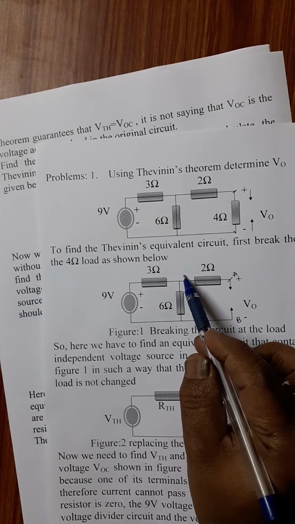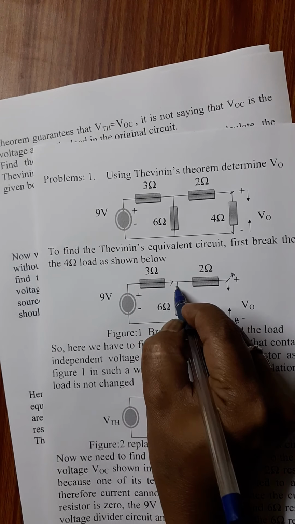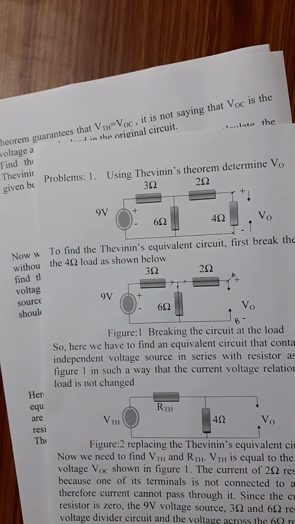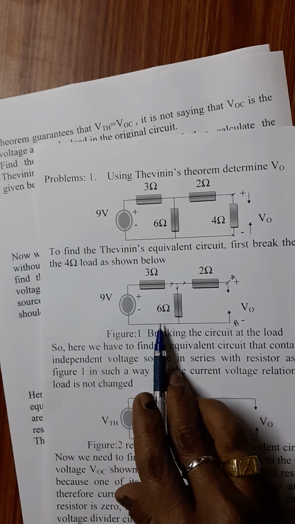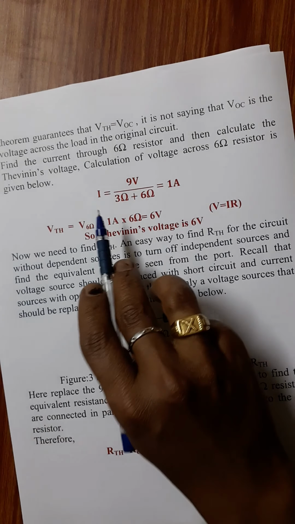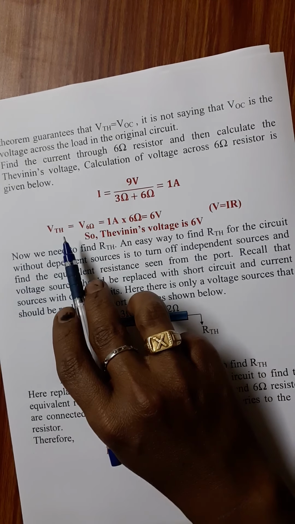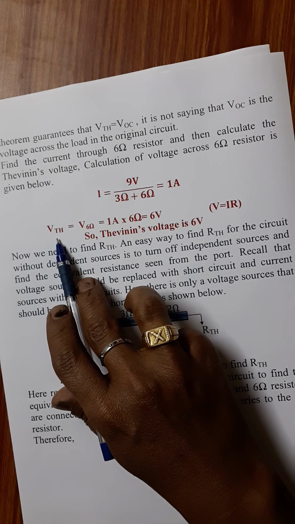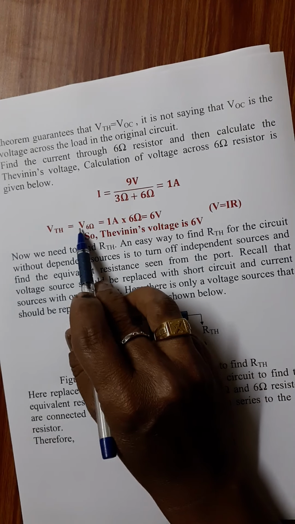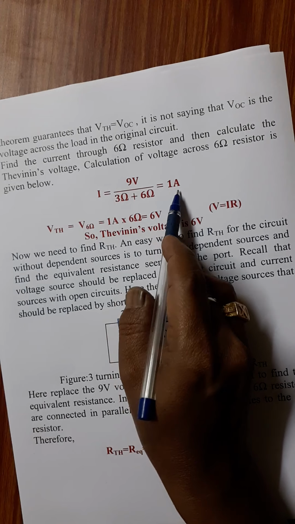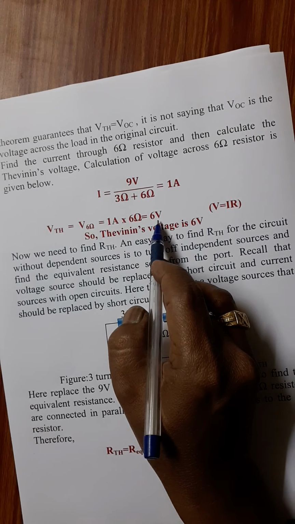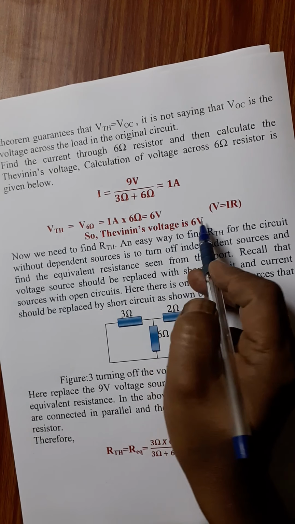So I equal to, now I is flowing through here. I equal to V by R, that is 9 volt divided by 3 plus 6. So this becomes 1 amp. Once I find the value of I, it is very easy to find the VTH. V equal to I into R, that is the voltage across the 6 ohm resistor. V equal to I, which we have already calculated, 1 ampere, into R, the 6 ohm resistor. So this is nothing but 6 volt. So the Thevenin's voltage is 6 volt.